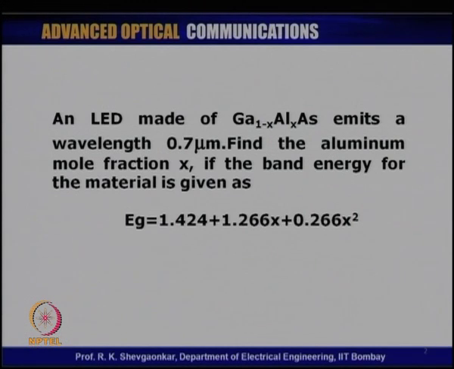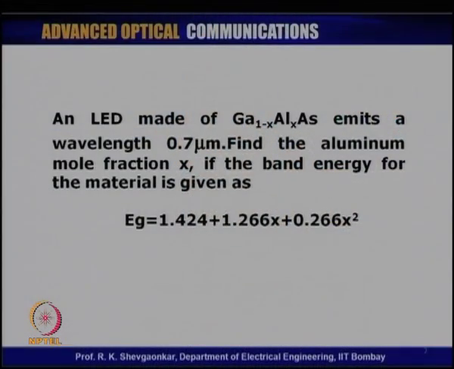This problem is essentially related to designing a material for emission of light at a certain wavelength. We have seen while discussing LEDs that there are these ternary materials which, when combined in the right proportion, form an alloy, and the band gap of the material can be manipulated by changing the mole fraction of the ternary materials. So, here is an example where we have a ternary material which is gallium aluminum arsenide.